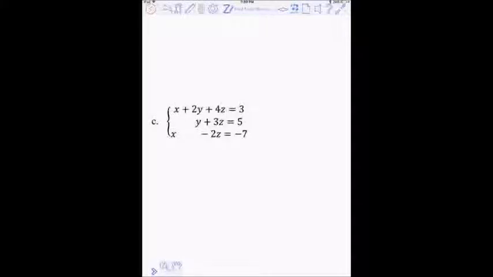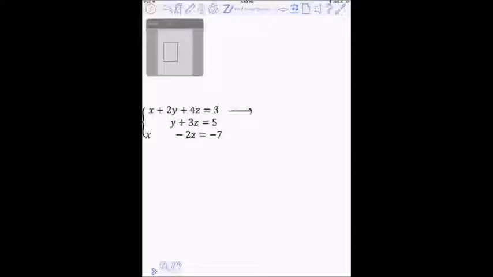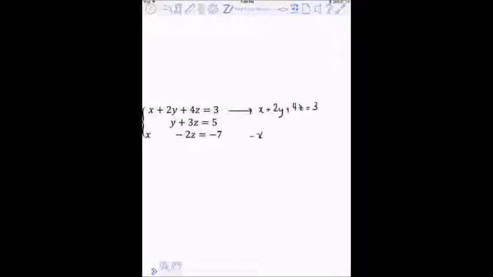So if I take the top equation just as it is, x plus 2y plus 4z equals 3. And if I take the bottom equation and multiply it by negative 1, I'm going to get negative x plus 2z equals positive 7. If I now do elimination, I can eliminate x. 2y plus 0 is 2y. 4z plus 2z is 6z. And that equals 10.